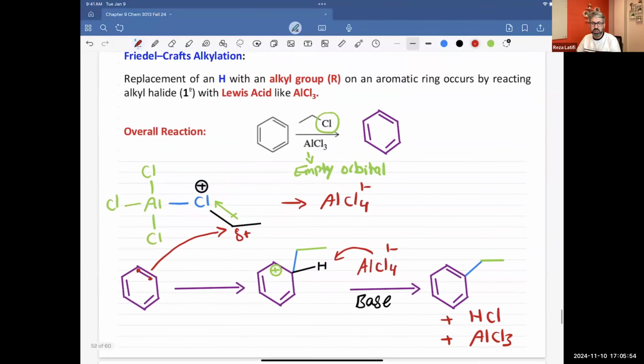This one will be really straightforward if your alkyl halide is a primary alkyl halide, so your carbon is a primary carbon. Now, what will happen if you have a secondary or tertiary? In that case, you might get a rearrangement, so you need to include that in your calculation.